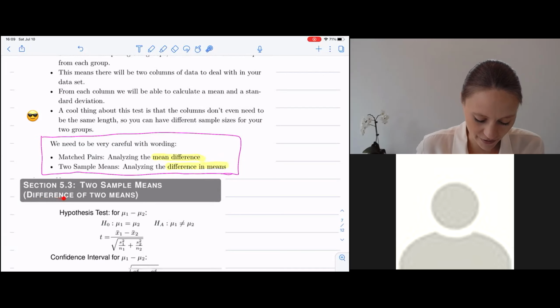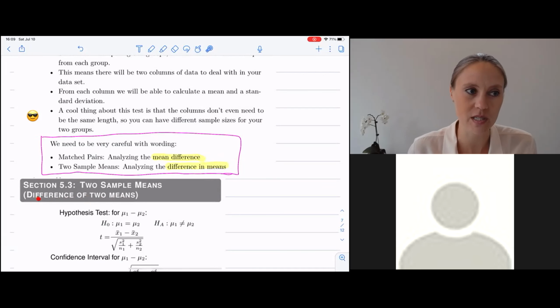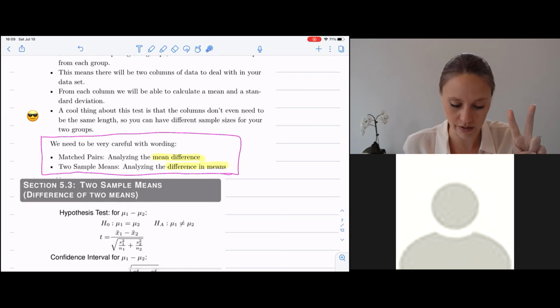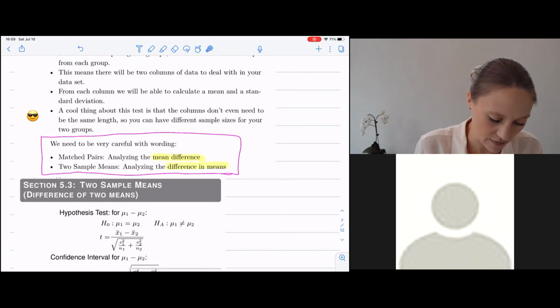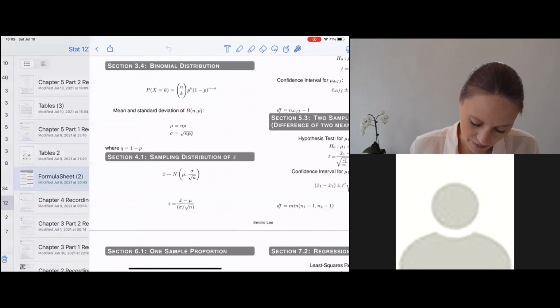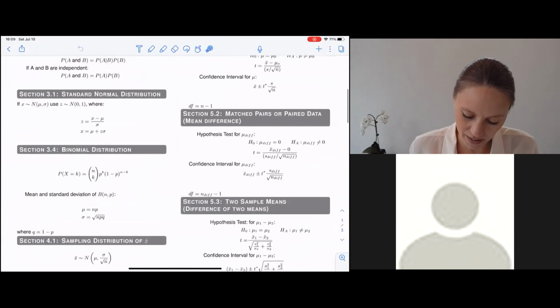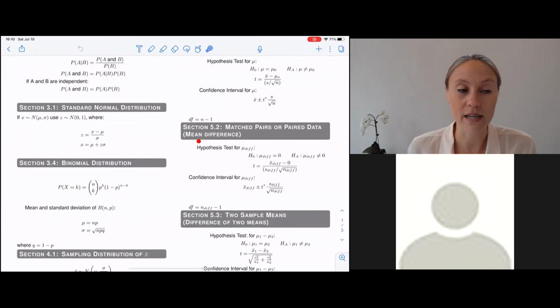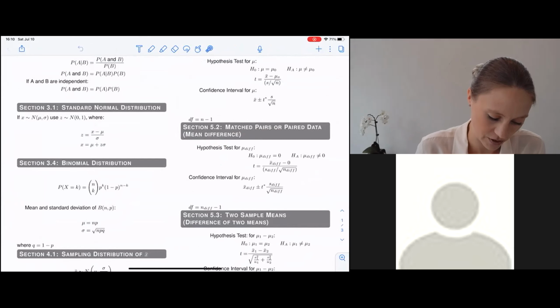Notice that on the formula sheet, you might not have noticed it for the matched pairs, but I've actually emphasized that here. This is for analyzing the difference of two means, the difference in the means. And for paired data, we're analyzing the mean difference. So it's subtle, but it's on there on the formula sheet.